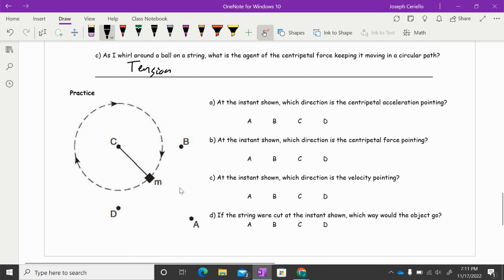One thing I want you to do, try this on your own, is to think at the instant shown here where the object is at M, so it's an object moving in a clockwise circle. I want you to identify the direction of the centripetal acceleration at that point, the direction of the centripetal force at that point, the direction of the velocity vector at that point, and if I were to cut the string at that instant, which way would the object go?